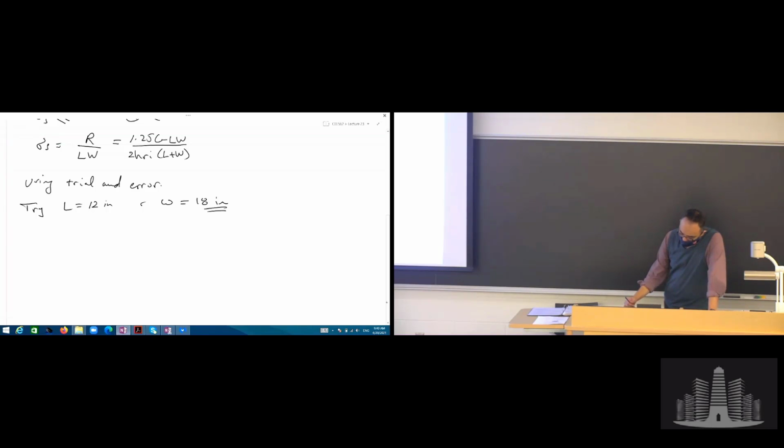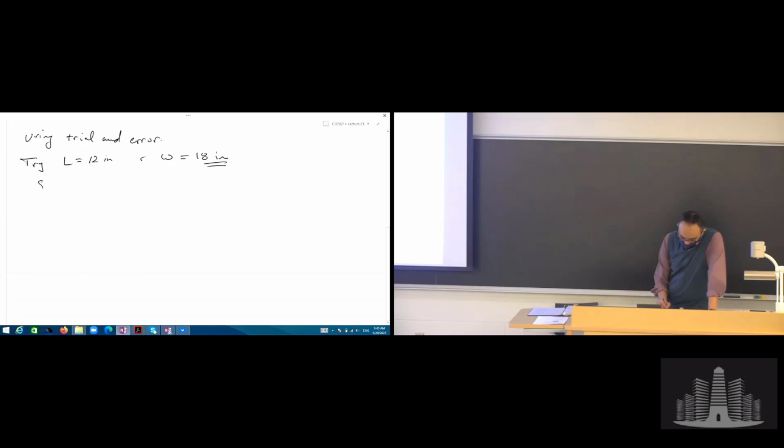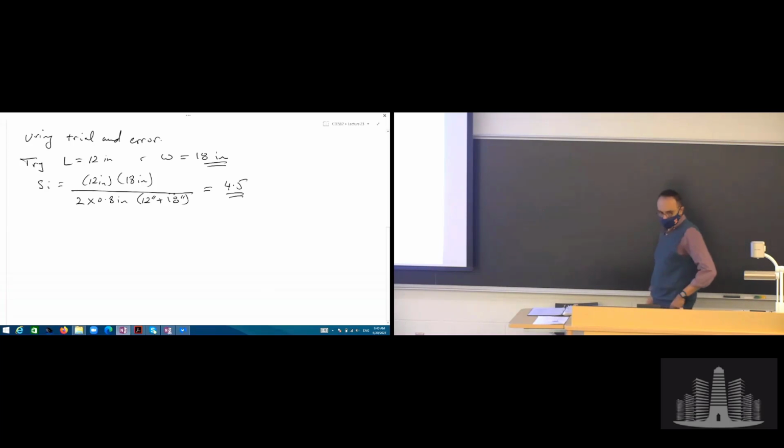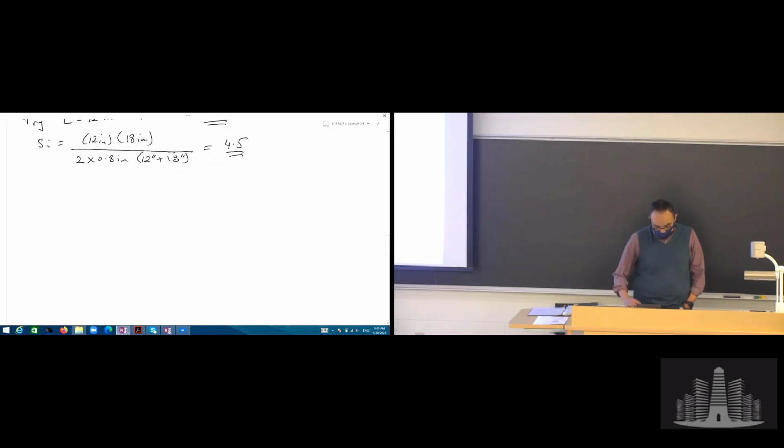Okay, so I can start with these values and calculate my Si per layer. That's going to be 12 inches times 18 inches divided by 2, times the thickness of each layer, 0.8 inch, times 12 plus 18, which is L plus W. The answer here is 4.5, and it's dimensionless. The shape factor has no units. Now we want to compute the stress and the corresponding strain from that.